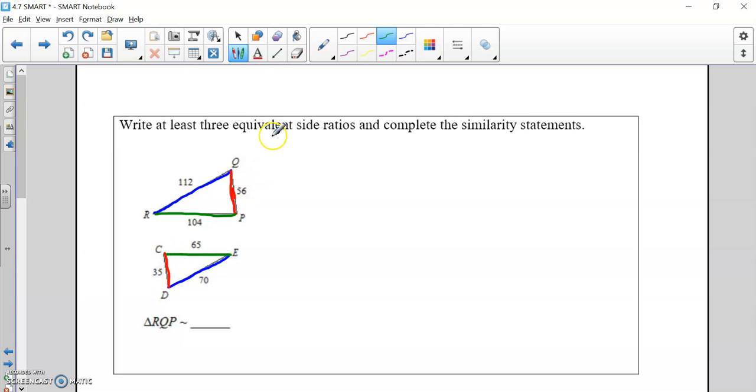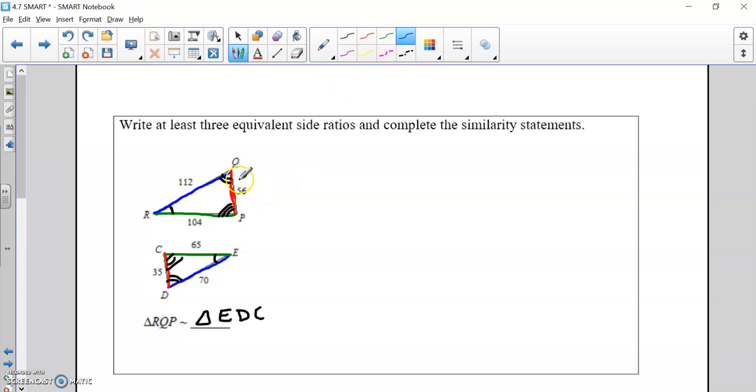All right, so for starters, we can say that R matches with E because they're between blue and green. Q matches with D because they're between red and blue. And then P has to match with C. All right, so that is going to be the finished similarity statement.